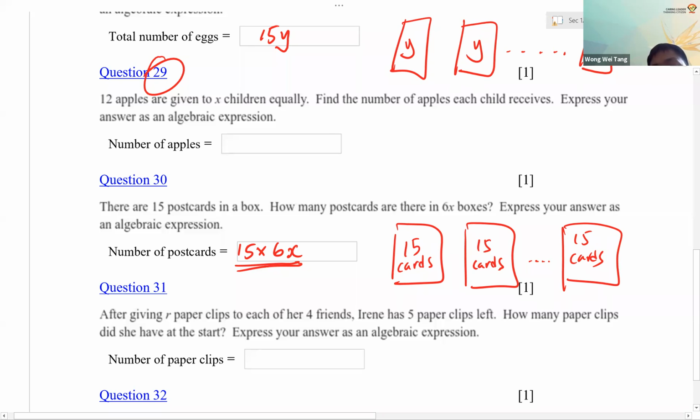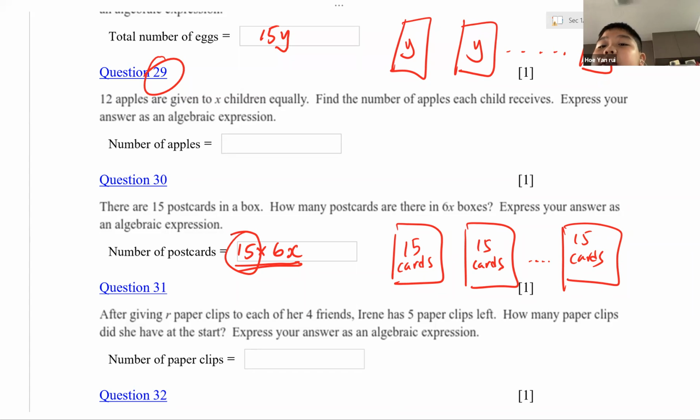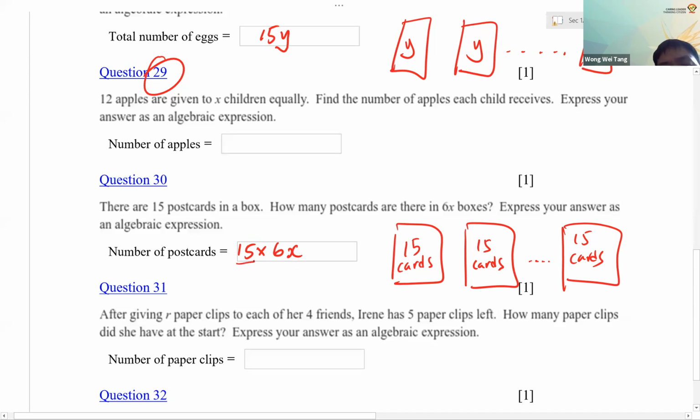How many X's are there? 6X. Only 6? Are you sure only 6? What does this say? Oh, 15. So is it 15X or 15 times 6X's? 15X. No, that's not what we are writing. We are writing 15 multiplied by 6X.